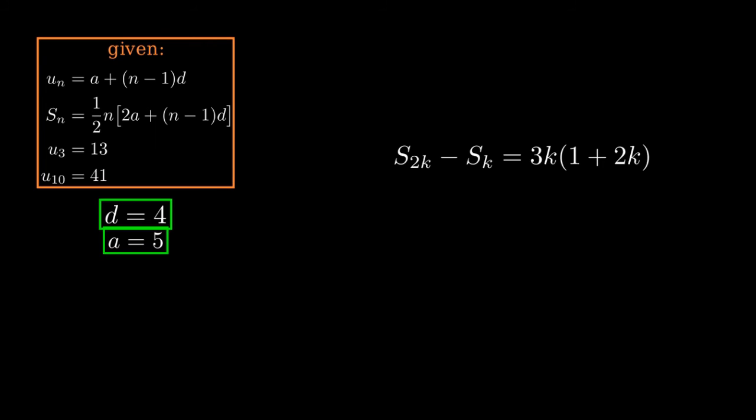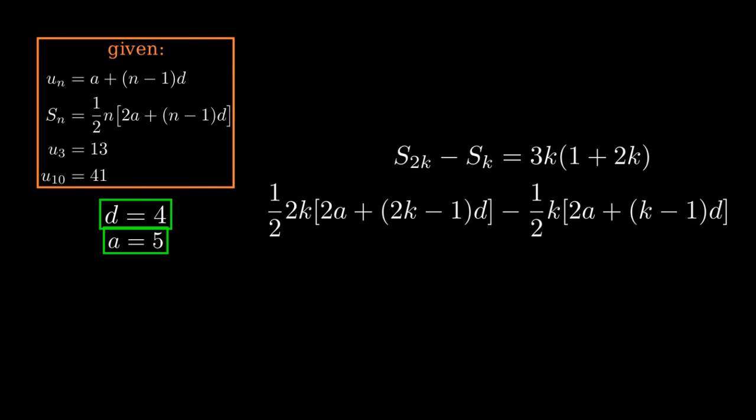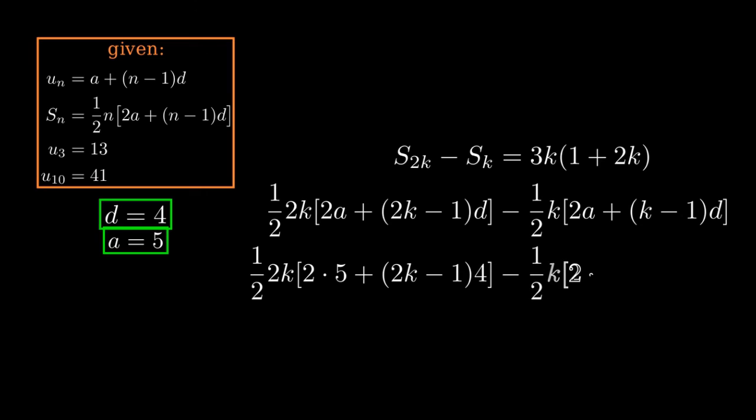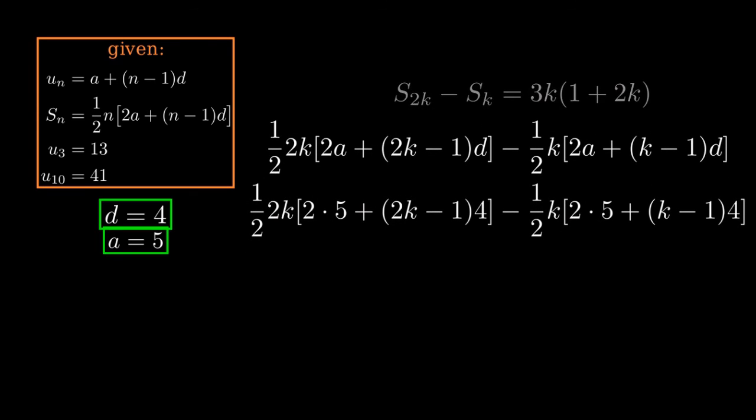And we're going to, again, use the S sub n formula. So write it out here, both pieces. And we are going to substitute the A and the D, both sides. The only difference in these two pieces is that one is 2k and the other one is k. All right, and then a raft full of equations on the way.